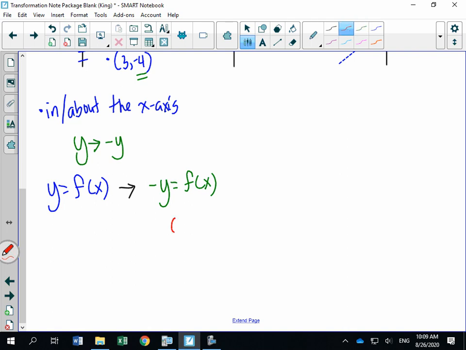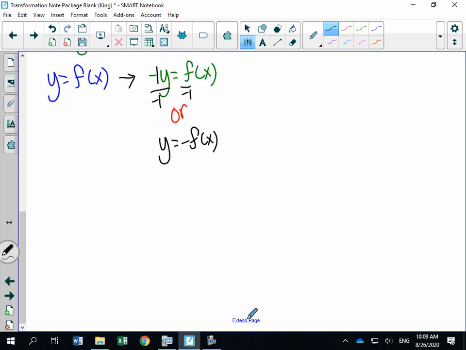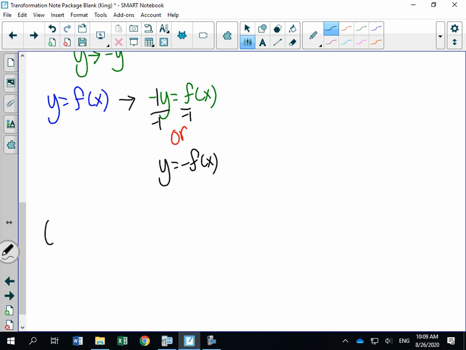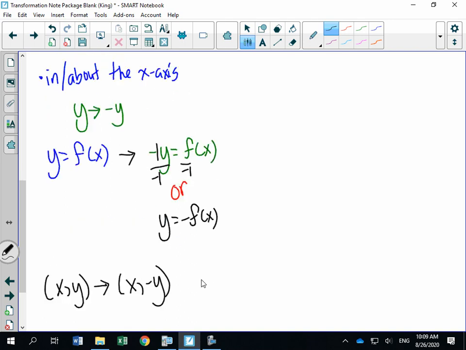Or another way that you'll often see this is you know that this is really a negative 1, and sometimes we like to isolate y. So if I divide that by negative 1 and this by negative 1, y is equal to negative f of x. So if you either see negative y is equal to f of x, or y is equal to negative f of x, that is a vertical reflection. The mapping for this would be (x, y) goes to (x, -y). So in vertical reflections, we take our original point, and when it gets reflected in the x-axis, my y value becomes negative. That is a vertical reflection.